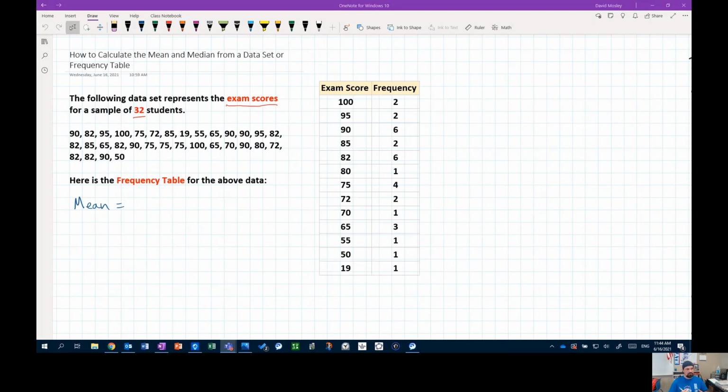As a formula, we can represent this as the mean is equal to the sum of all values divided by the total number of values. That's the formula we're going to use. We're going to add everything up and divide by how many things we have. Now this is going to take a minute to write, so let's do this.